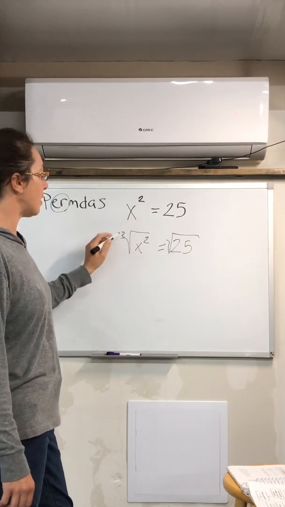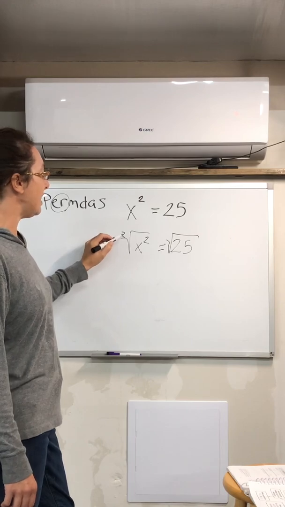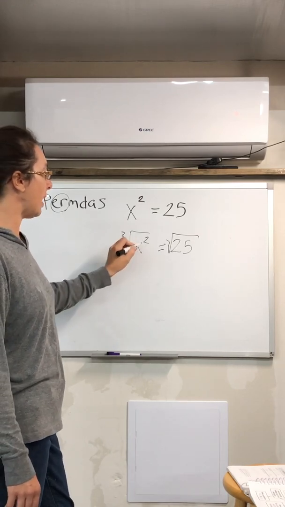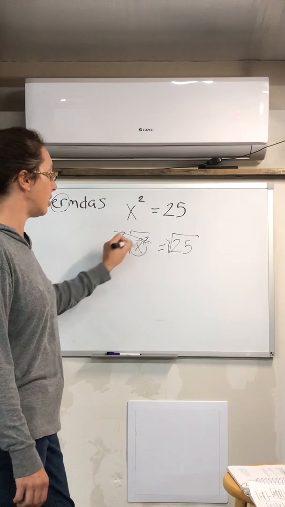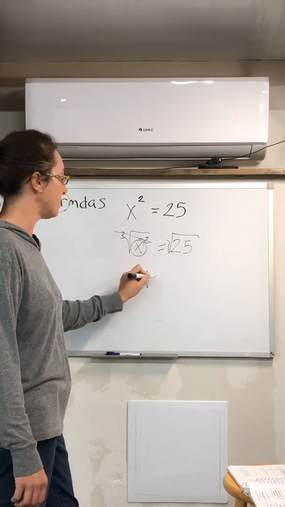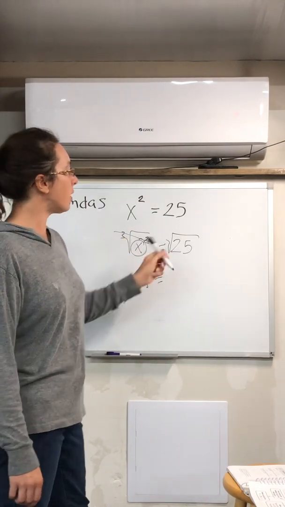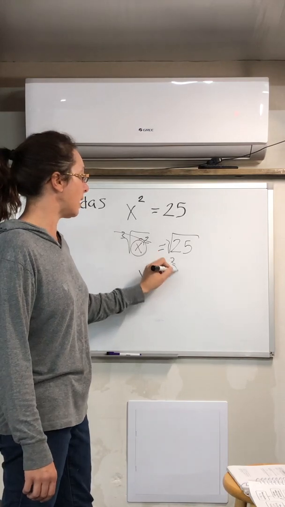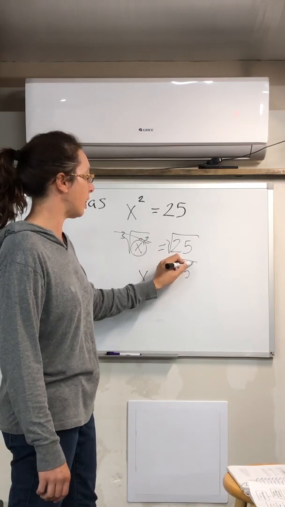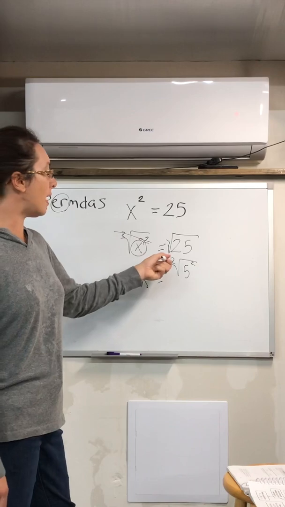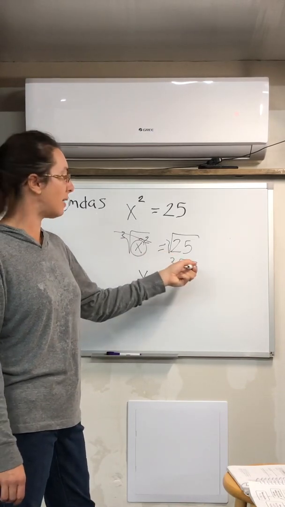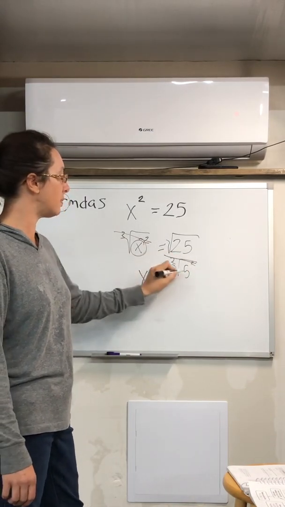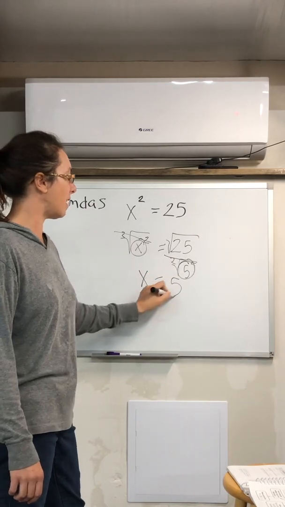Well, we learned that when what we need is 2 and what we have is 2, they cancel out, and all we have is what's underneath. So we have x, and the square root of 25, we could rewrite that as 5 squared, correct? So I need 2 values that are the same. I have 2 values that are the same. My answer is simply 5.